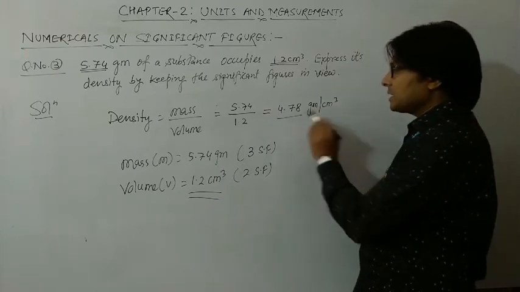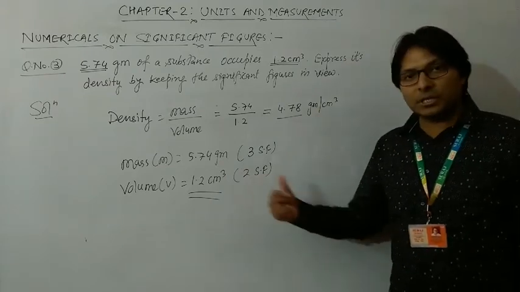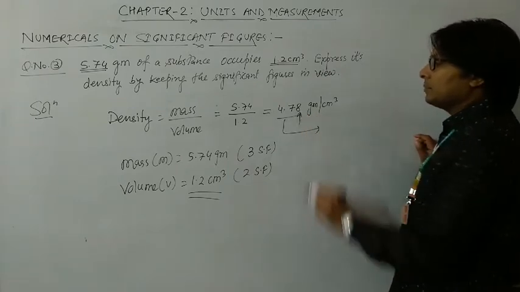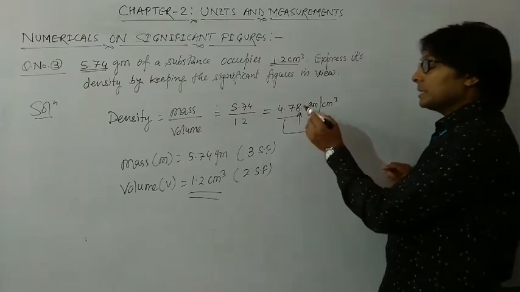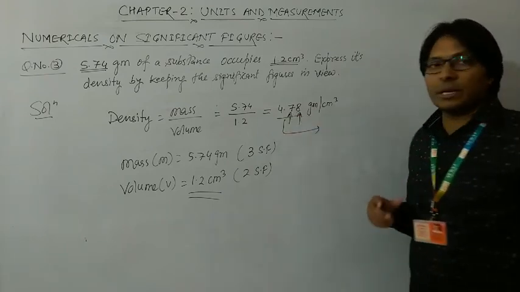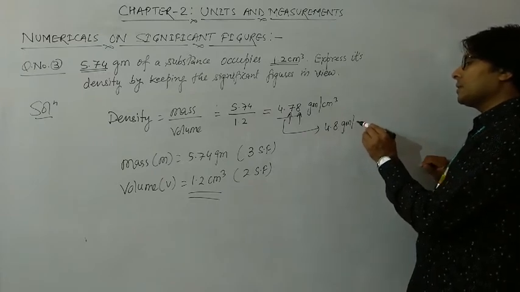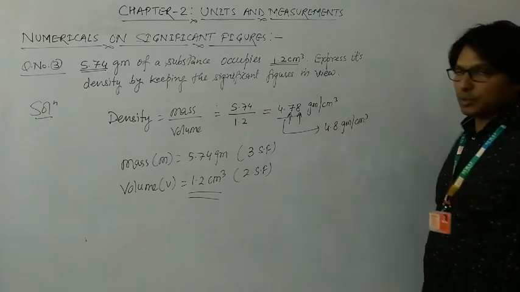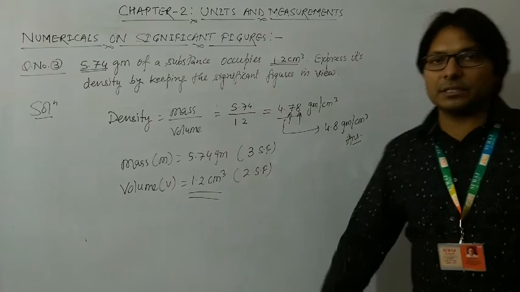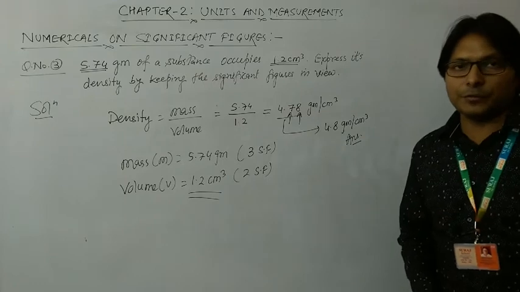Now the result comprises 3 significant figures, but we have to round it off to 2 significant figures. While rounding off, since the digit to be dropped is greater than 5, the preceding digit will be raised by 1. So it becomes 4.8 gram per cubic centimeter. So this will be the final answer after keeping the significant figures in view.